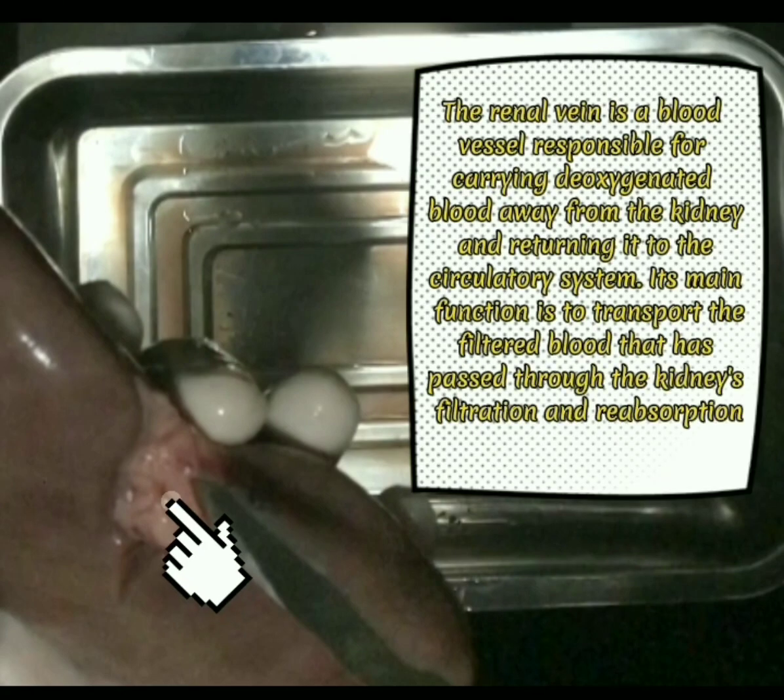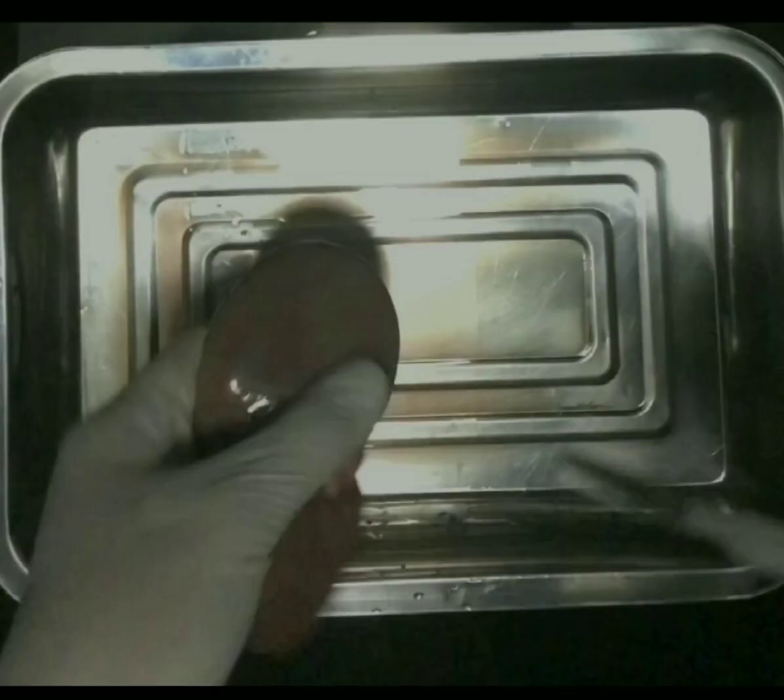Below it is the renal vein. The renal vein is a blood vessel responsible for carrying the blood away from the kidney and returning it to the circulatory system. Its main function is to transport that filtered blood that has passed through the kidney filtration and reabsorption process. Blood filtration, waste elimination, return to circulation, and lastly, maintaining overall homeostasis are examples of renal vein functions.